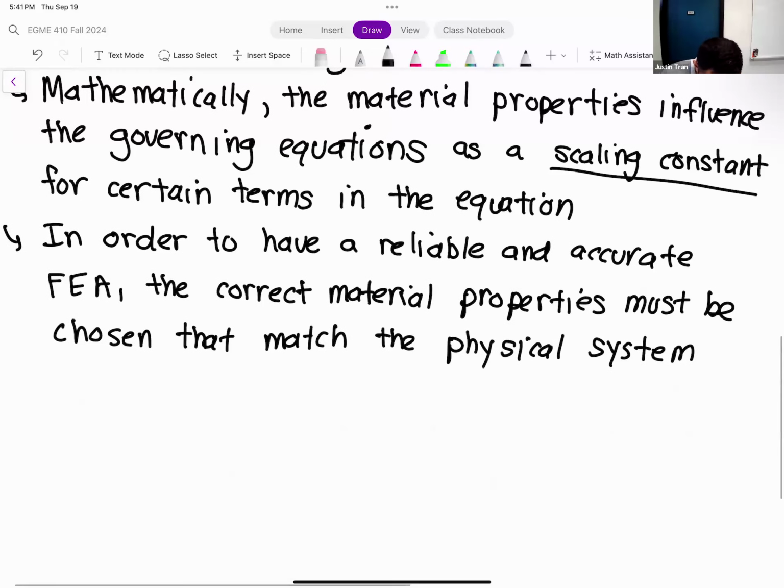But compared to the boundary conditions and compared to the meshing, for most people, the material properties is probably what you spend the least amount of thought into, or the least amount of time.